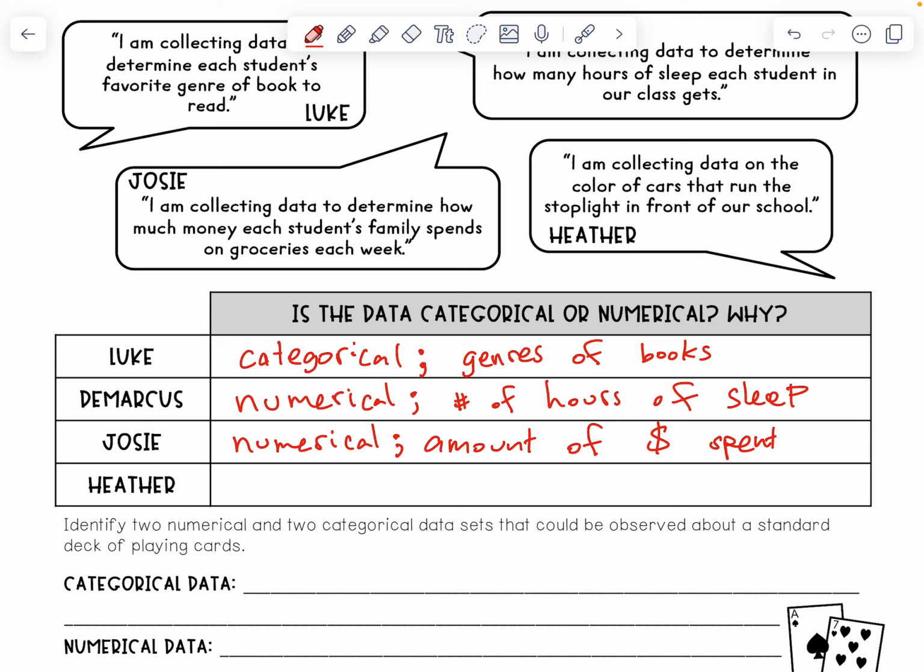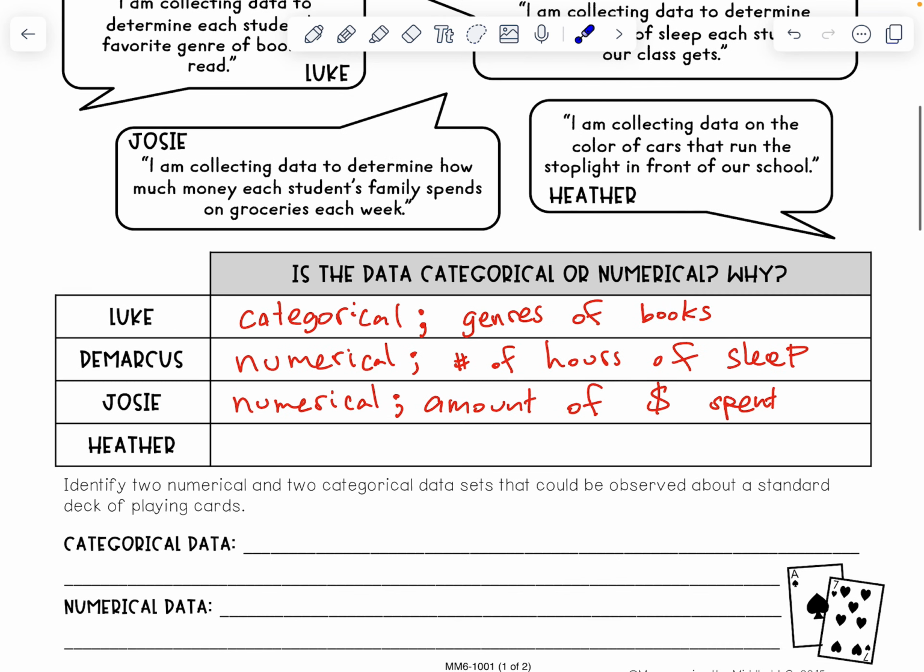And finally, we've got Heather. For Heather, it says, I'm collecting data on the color of cars that run the stoplight in front of our school. So she is collecting data on the colors of cars. That's categorical. And it's the color of cars.